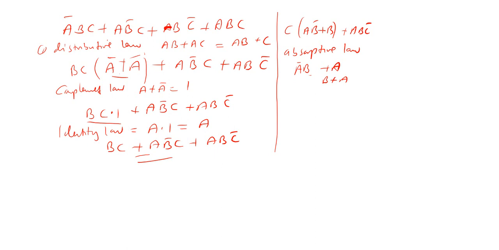So one of the terms is absorbed. So in this case now we are getting C into A or B, then plus A B not C. Let's distribute this. We get CA or CB or ABC. Then also let's use absorption law in this case, whereby we are going to use these two terms.